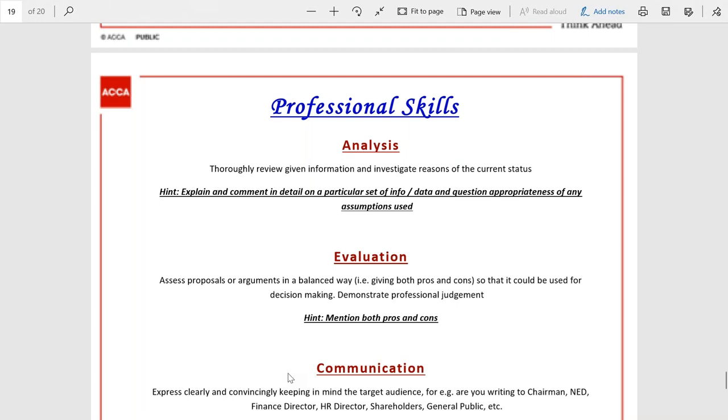Evaluation is very simple. Evaluation skill simply means that you talk about pros and cons both. So evaluation means that a proposal will be given to you, and if you are asked to evaluate, then you talk about both positive points and negative points. So, very simple: analysis and evaluation. Okay, so let me open up the question.